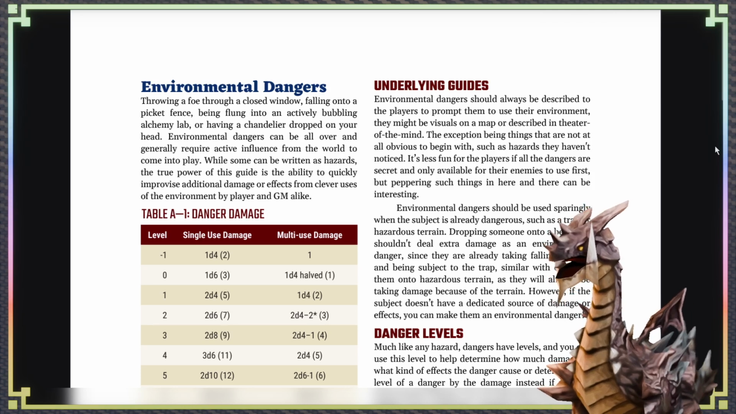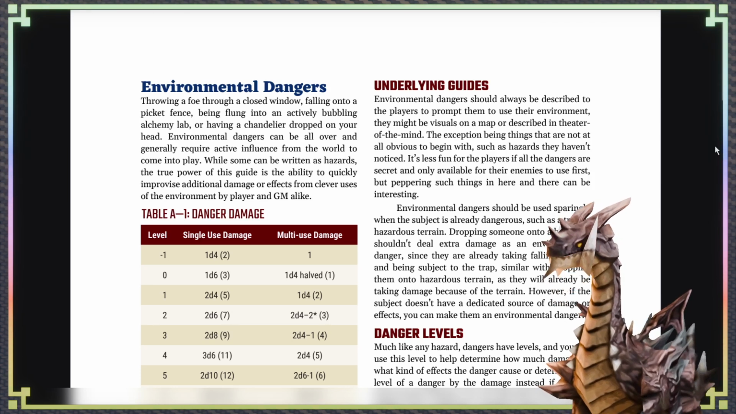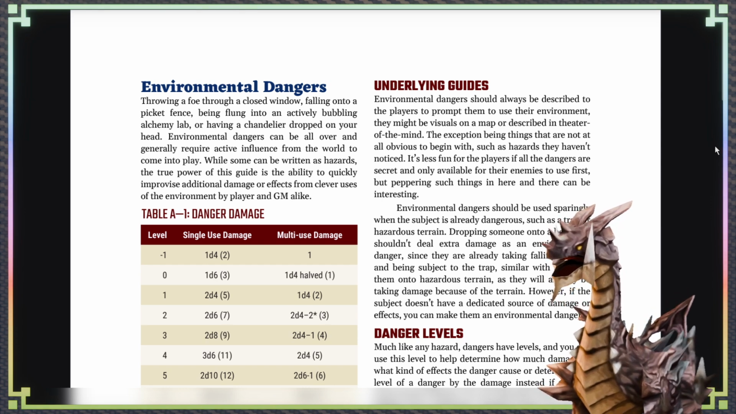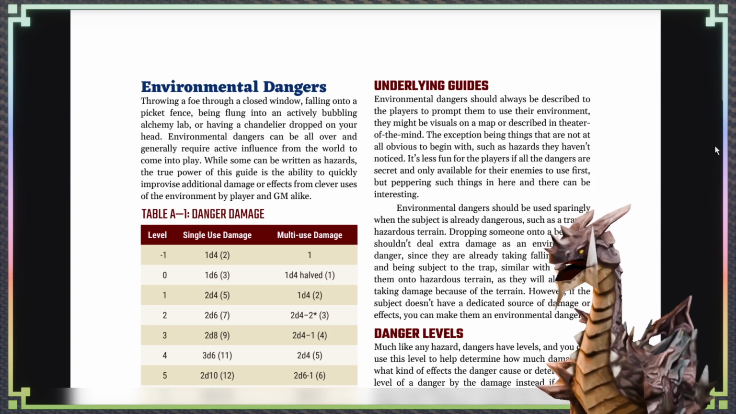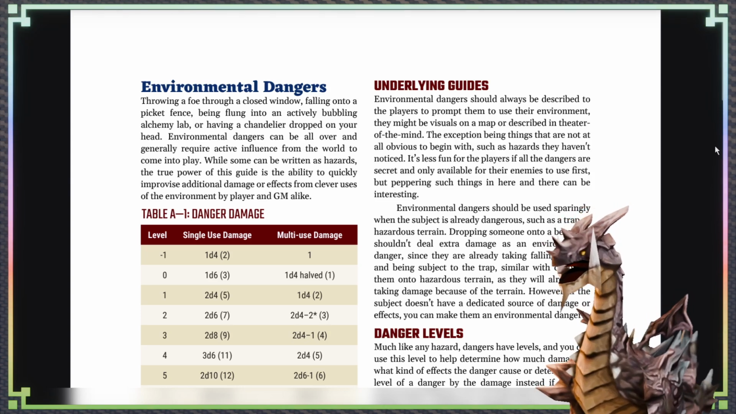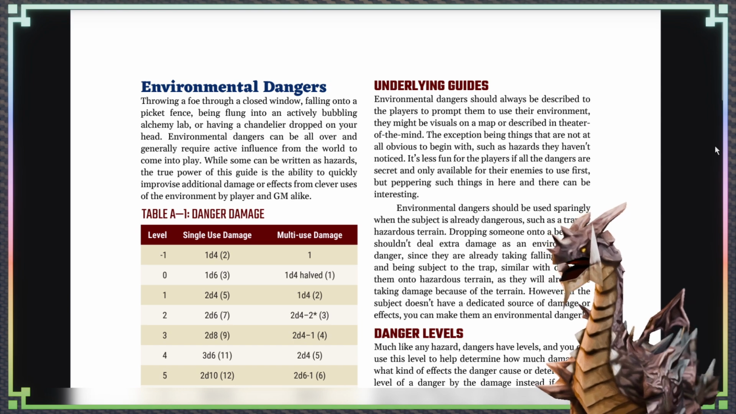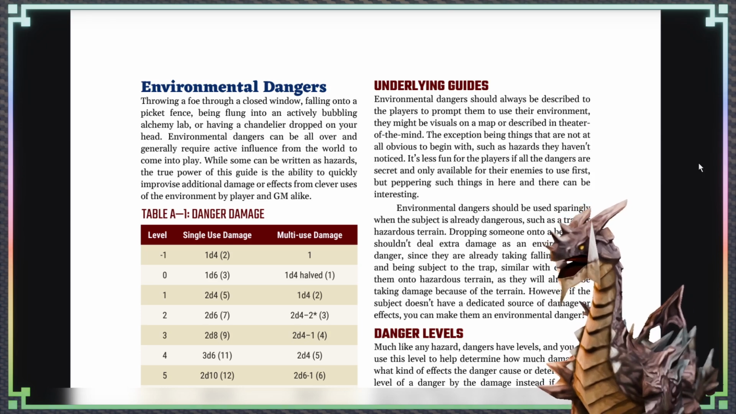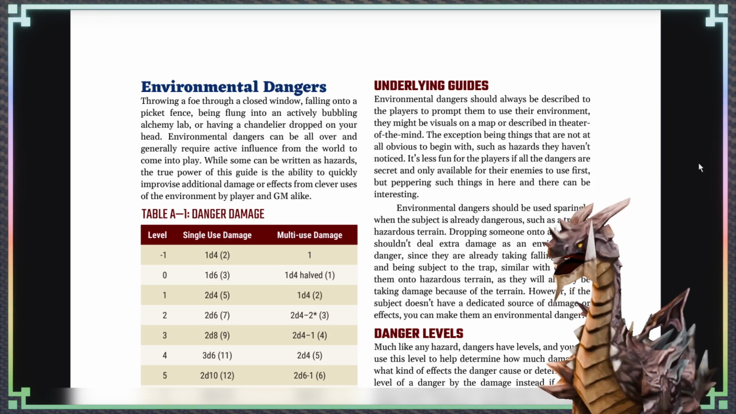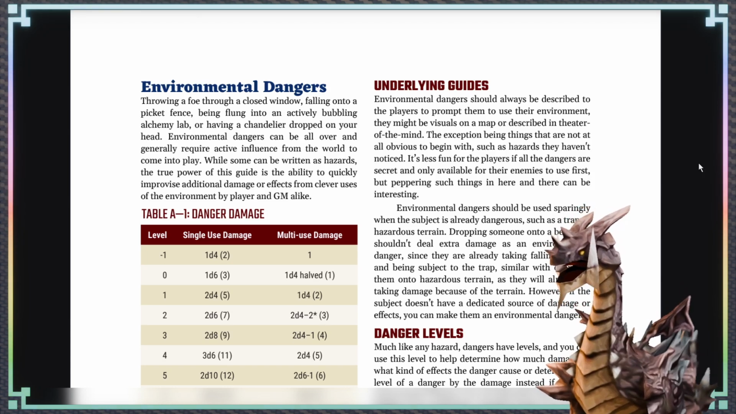Environmental dangers should be used sparingly when the subject is already dangerous, such as a trap or hazardous terrain. Dropping someone onto a bear trap shouldn't deal extra damage as environmental danger, since they're already taking falling damage and being subject to the trap. Similar with dropping them onto hazardous terrain, as they will already be taking damage because of the terrain. However, if the subject doesn't have a dedicated source of damage or effects, you can make them into an environmental danger.